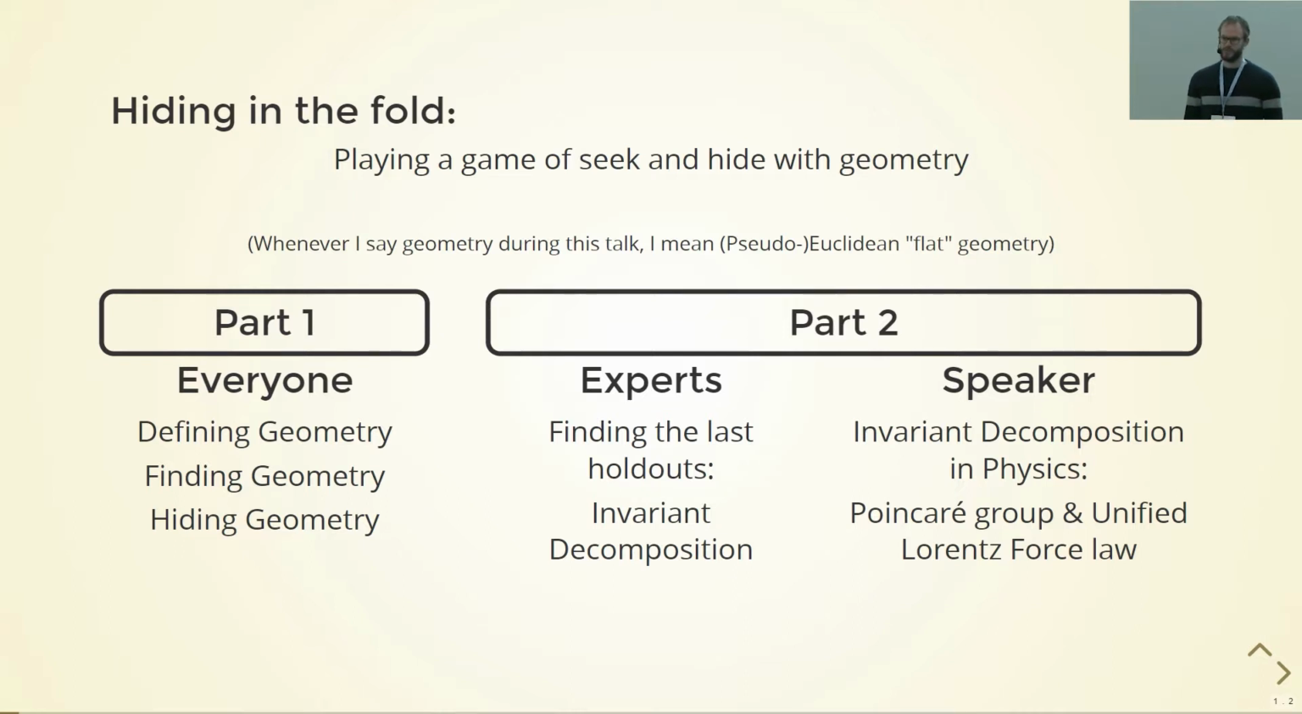In the second part, it turns out that in the first part we didn't get everything yet. There will still be some holdouts, some geometric elements that we didn't find. And then I will find those with the invariant decomposition theorem. And in the last part, I will just talk about some quick applications for relativistic physics, and that will end with the Poincare group and a unified Lorentz force law.